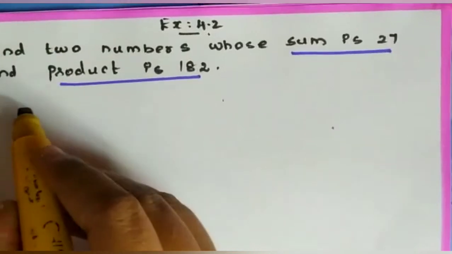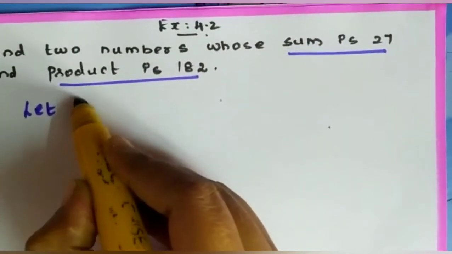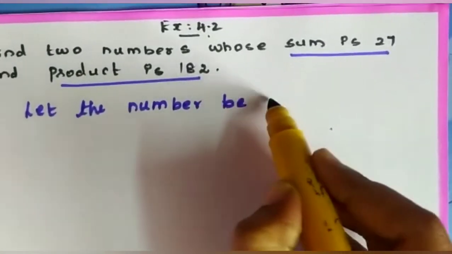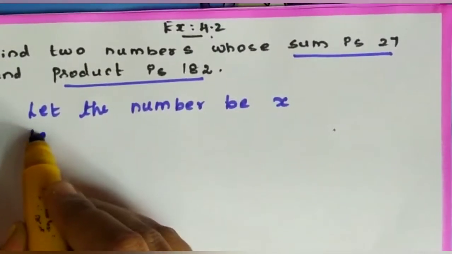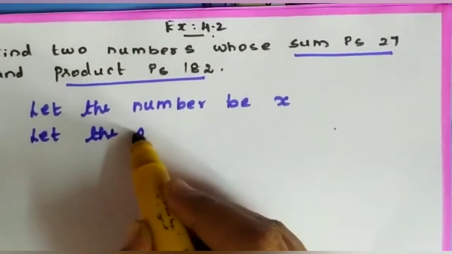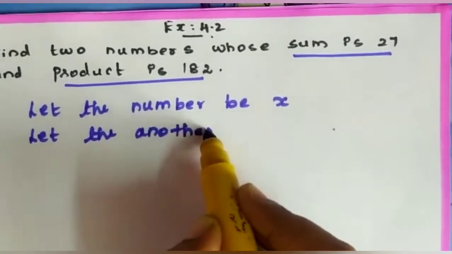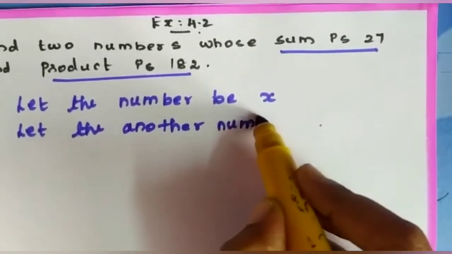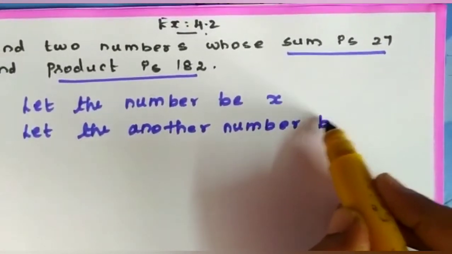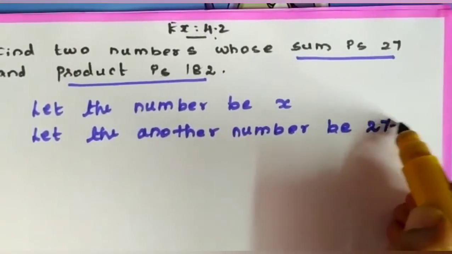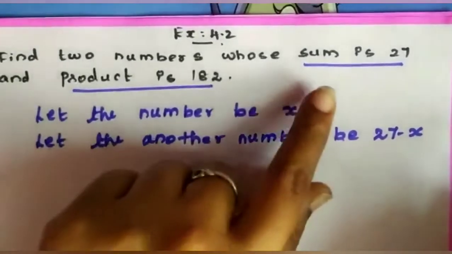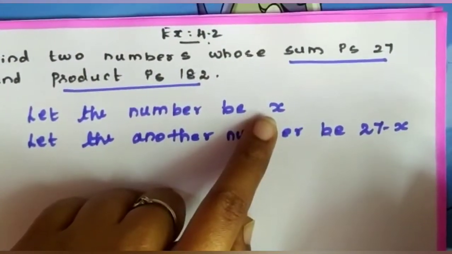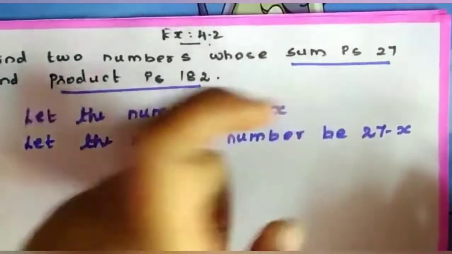So what we have to take first, let the number be x, and let the another number be... we have to find the two numbers, no? One number be x and another number be 27 minus x. How 27 minus x? If you add the two numbers you will get 27. So one number is x, so the another number is 27 minus x.